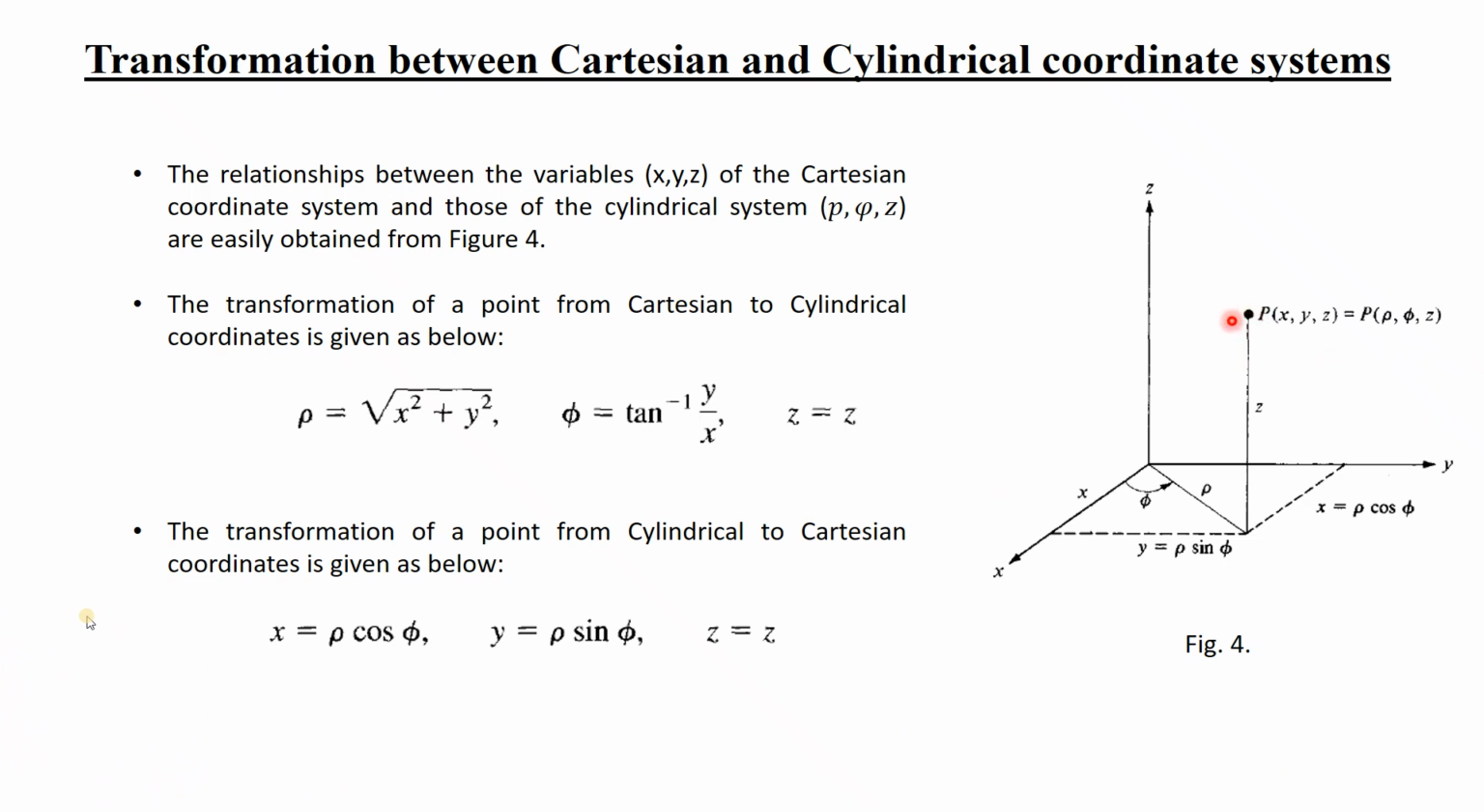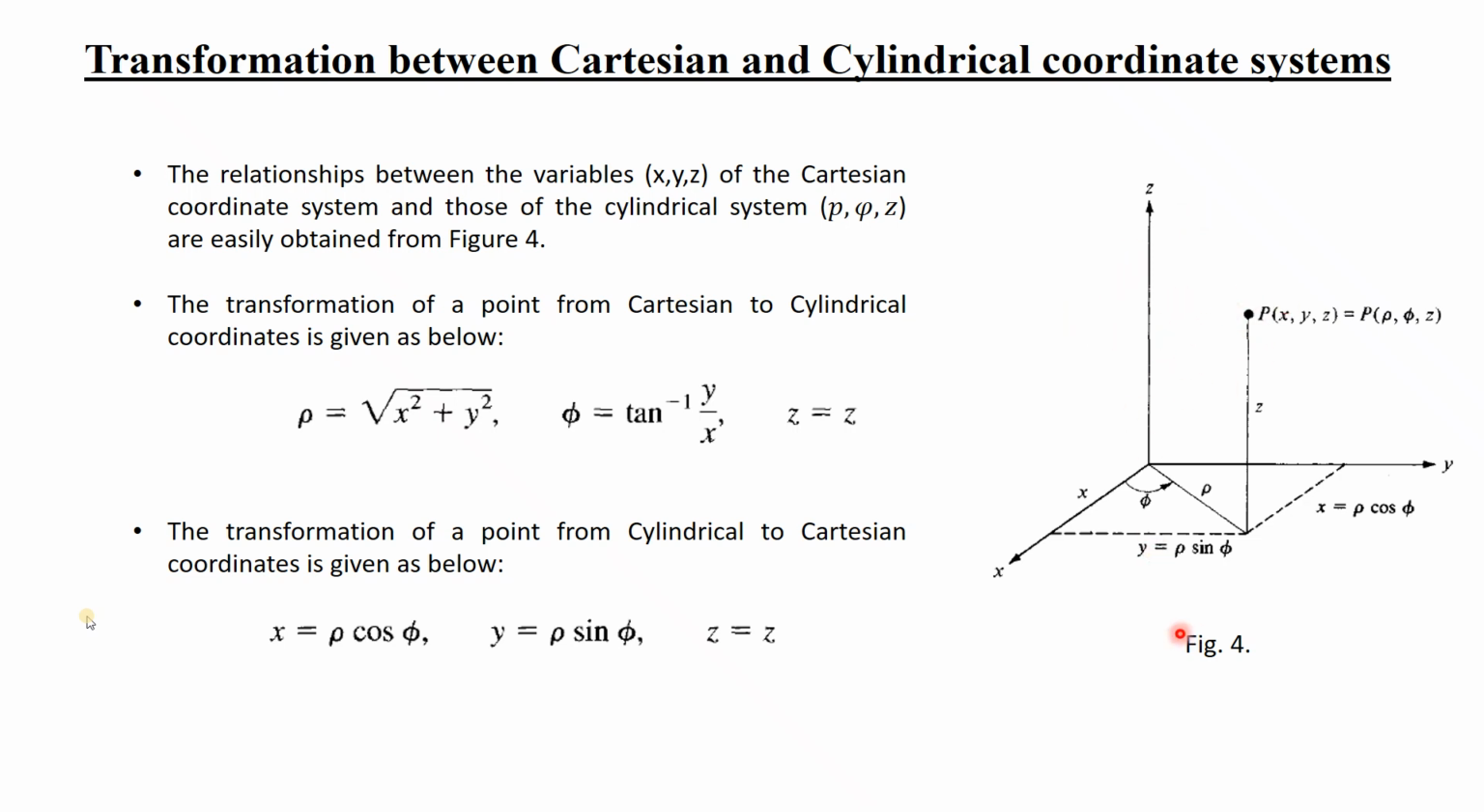So that means any point. Suppose we locate a point P over here. That point P is anywhere in space. You can look at that point with respect to the Cartesian coordinate system, or with respect to the cylindrical coordinate system. Same point, because the point is not moving anywhere. The point is fixed, but from the viewpoint of the Cartesian coordinate system we will have some coordinates, and from the viewpoint of the cylindrical coordinate system we will have different coordinates. But the point P is fixed. So both are equal.